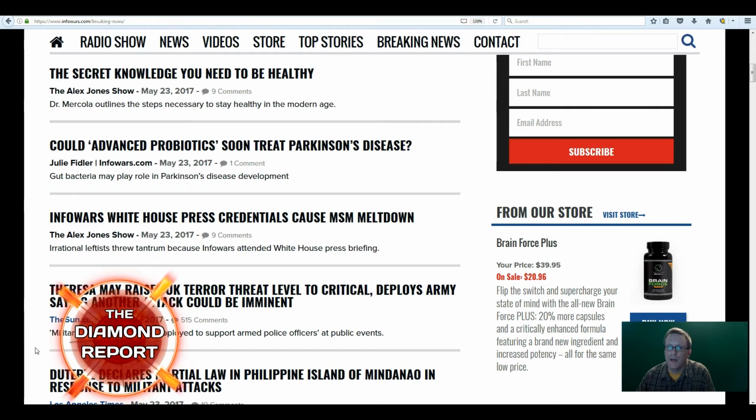Could advanced probiotics soon treat Parkinson's disease? Gut bacteria may play a role in Parkinson's disease development. Well, having bad gut bacteria will certainly cause you to get sick, stay sick, and be more susceptible to all kinds of diseases and viruses and you name it.